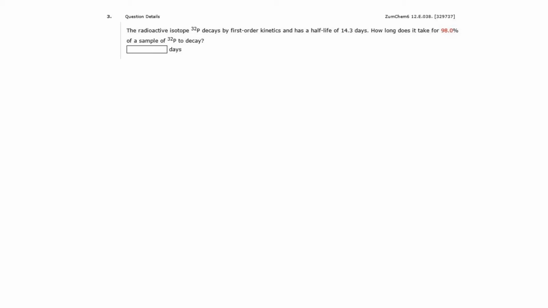Here's a radioactive decay problem. Radioactive decay follows first-order kinetics. And we know something about first-order kinetics. There are constant half-lives. They even give us the value of the half-life. Let's use the half-life formula that we know for first-order reactions.